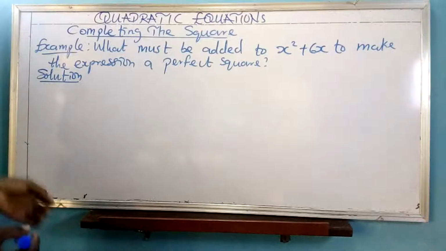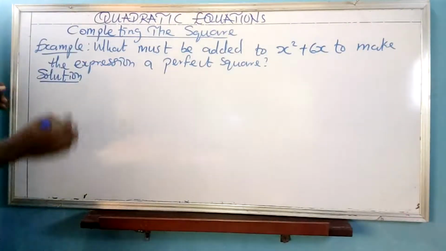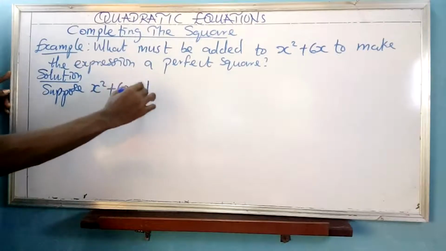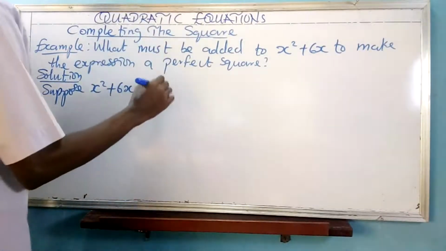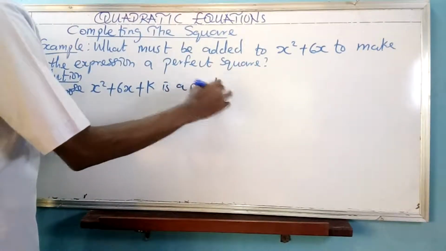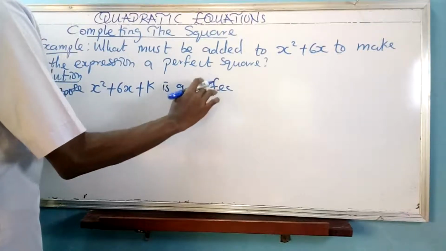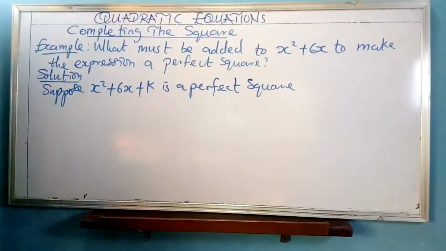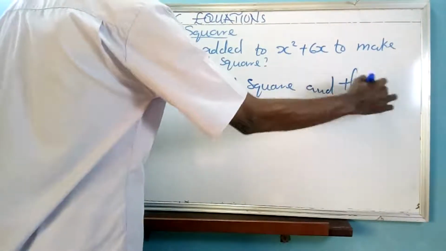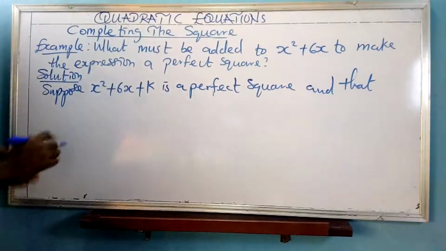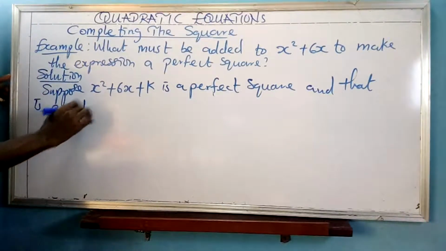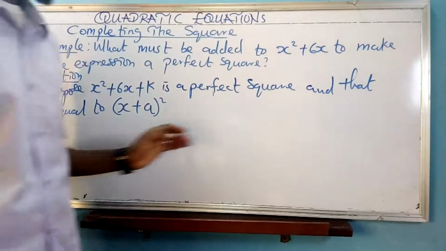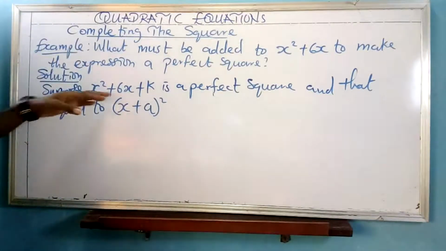Now let's look at it. Assuming this one is a perfect square, that's the first thing. Let's suppose x squared plus 6x plus k is a perfect square, and that is equal to (x plus a) squared. So we assume that this one is a perfect square and it equals this.